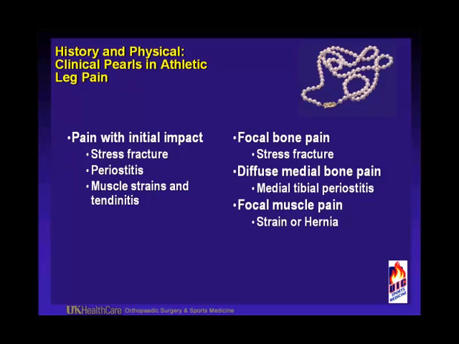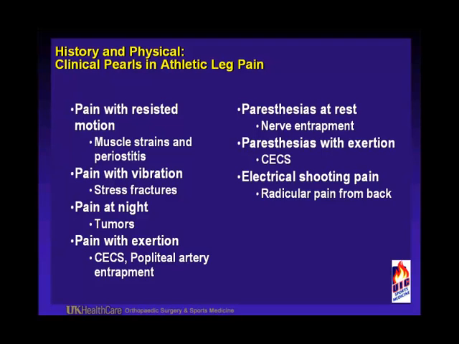Couple of pearls for athletic leg pain. If they have pain with initial impact, think about a stress fracture, periostitis, muscle strains, and tendinitis. If they have focal bone pain, think about stress fractures. If they have diffuse medial bone pain, think about medial tibial periostitis, focal muscle pain, a strain, or a hernia. If you can load their tibia and they have pain, think about strains, periostitis. Some people like using a vibration technique of a tuning fork for stress fractures.